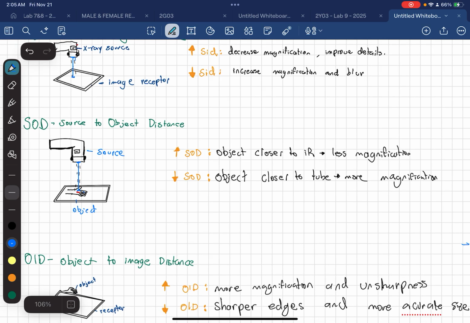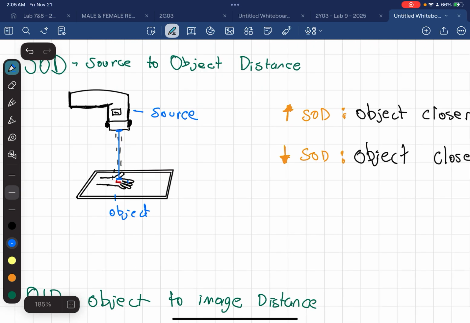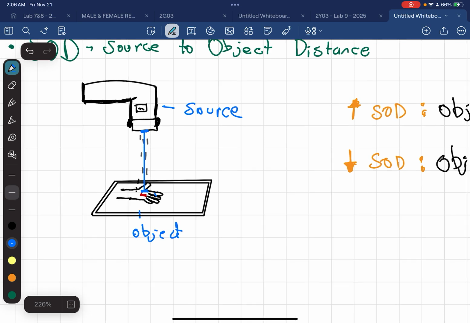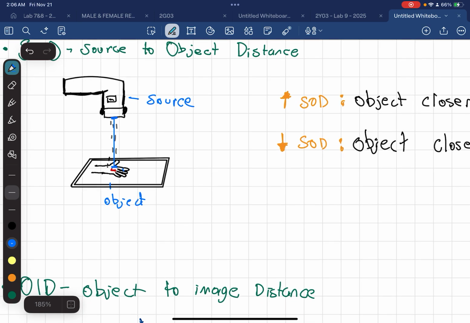And if we have a big SOD, that's gonna be an object closer to the IR, so closer to the detector. That's gonna be an increased SOD. And if it's a decreased SOD, the hand is gonna be closer to the tube. So for example, if your hand was like here, the distance of the SOD is gonna be shorter, right? So it's gonna be a low SOD.